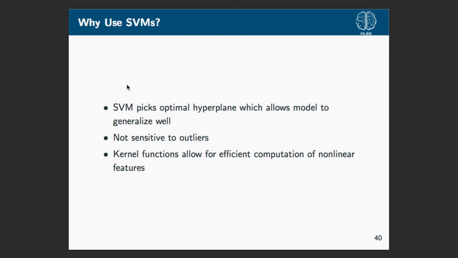So the SVC in general picks this optimal hyperplane, so this allows the model to generalize pretty well. It's not as sensitive to outliers and overfitting as neural networks, but it's still an issue. You should still use cross-validation. And these kernel functions allow for really efficient computation of nonlinear features. That's in summary of what we've learned today.